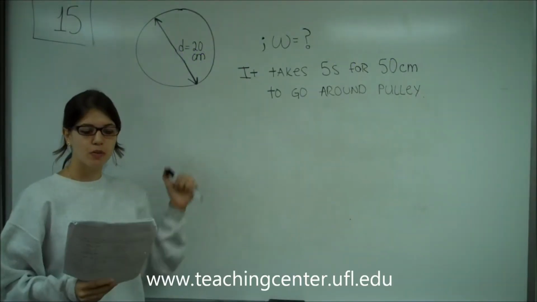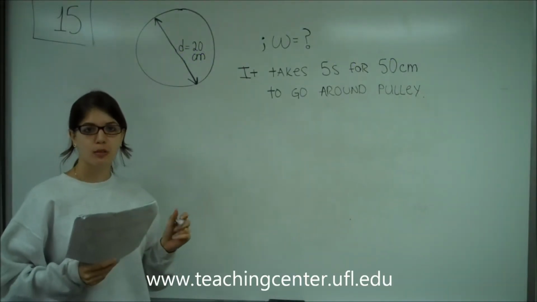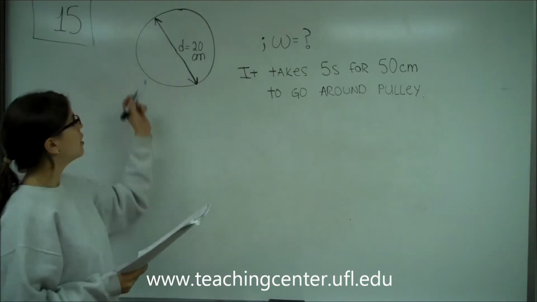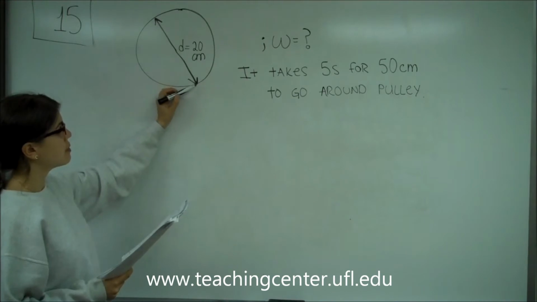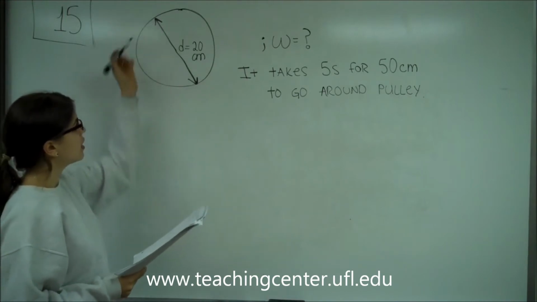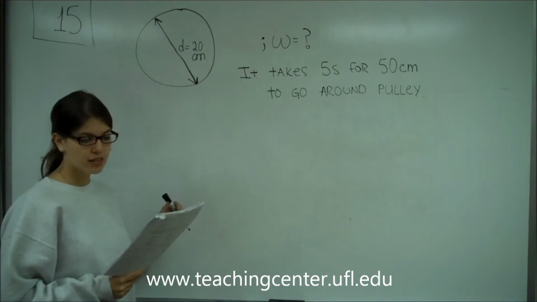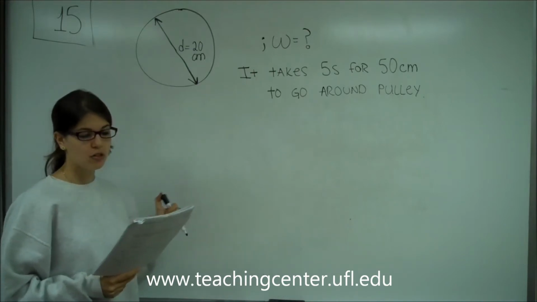Okay, this is question number 15, the last question on the multiple choice, and it says, a pulley has a diameter of 20 centimeters, so from here to here is 20 centimeters. It takes 5 seconds for 50 centimeters of the belt to go around the pulley.